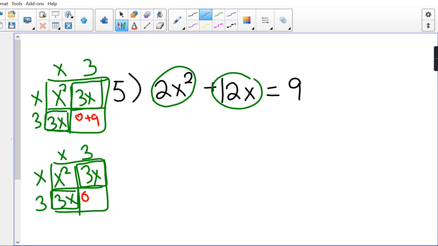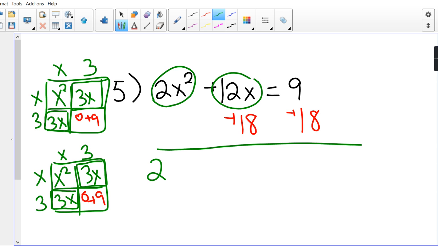So we need to add 9 for each box. So does that mean that I'm adding 9 to my equation? No, I have to add 9 for two boxes. I have to add 9 twice, so I have to add a total of 18. If I add 18 on this side, I add 18 on this side as well. So when I add the 18, I'm left with 2x squared plus 12x plus 18. And on the other side, 9 plus 18 is 27.